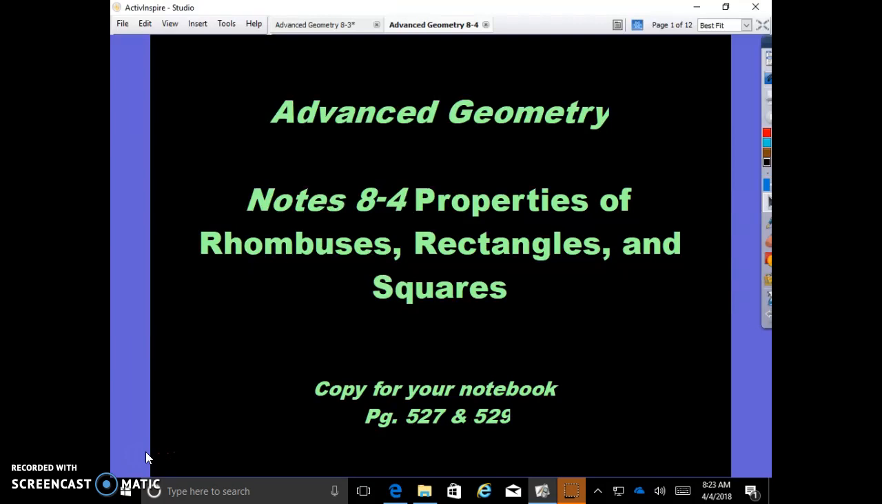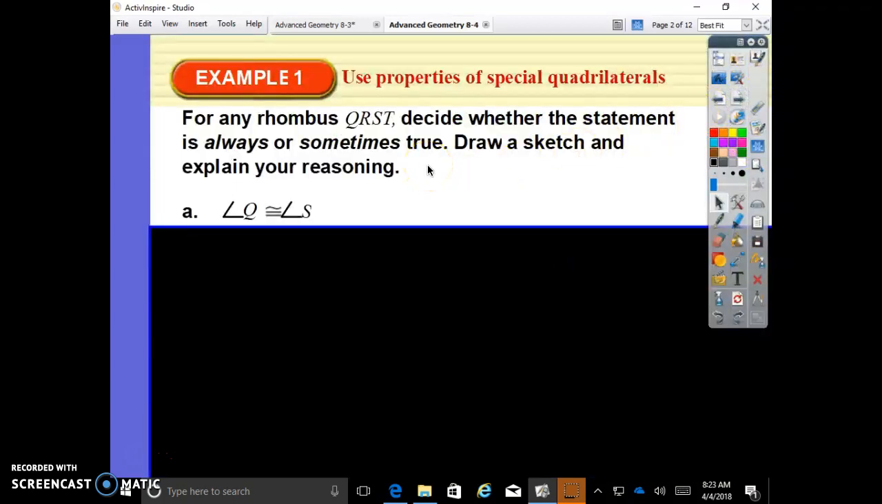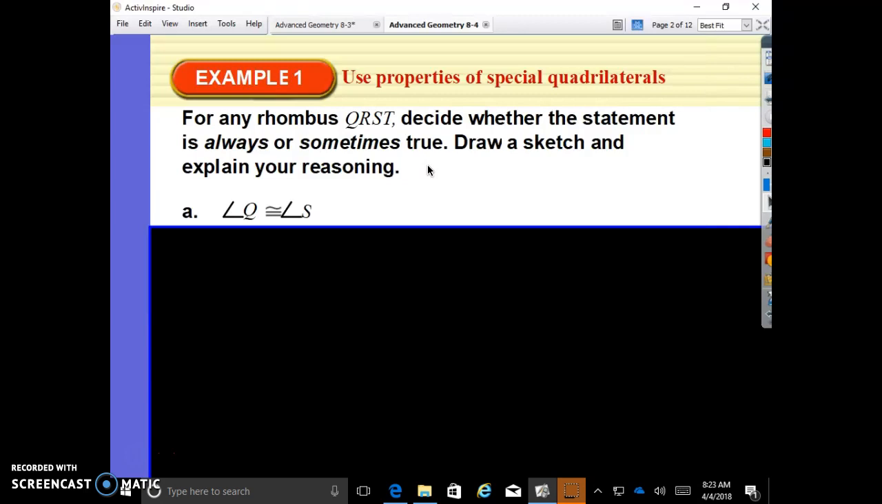Today's notes are on 8.4, Properties of Rhombuses, Rectangles, and Squares. We already started by copying the notes from the textbook on pages 527 and 529. For any rhombus QRST, decide whether the statement is always or sometimes true. Draw a sketch and explain your reasoning.